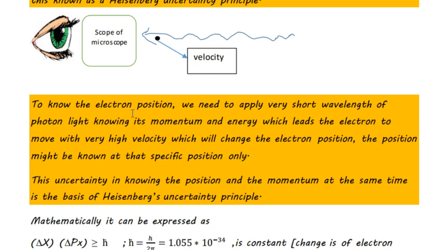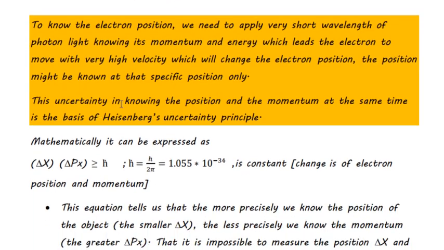So to know the electron position, we need to apply a very short wavelength of photon light, knowing its momentum and energy, which leads the electron to move with very high velocity, which will change the electron position. The position may be known at that specific position only. This uncertainty in knowing the position and the momentum at the same time is the basis of Heisenberg's uncertainty principle, which is expressed in this equation, and we have talked about this equation before.